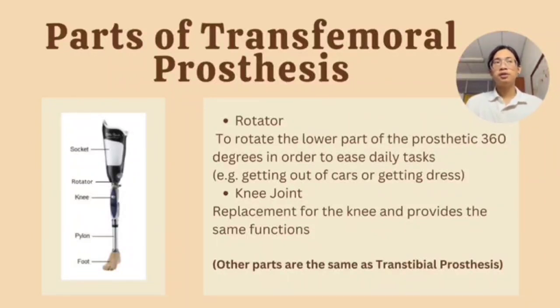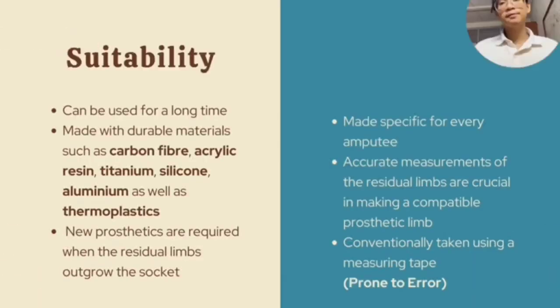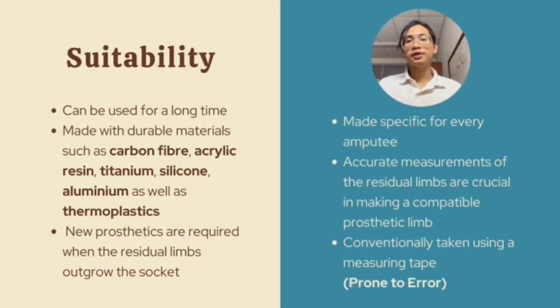Second is the knee joint. The knee joint is basically a replacement for the knee and provides the same functions as a knee. Now I will be explaining about the suitability of the lower extremity prosthesis.